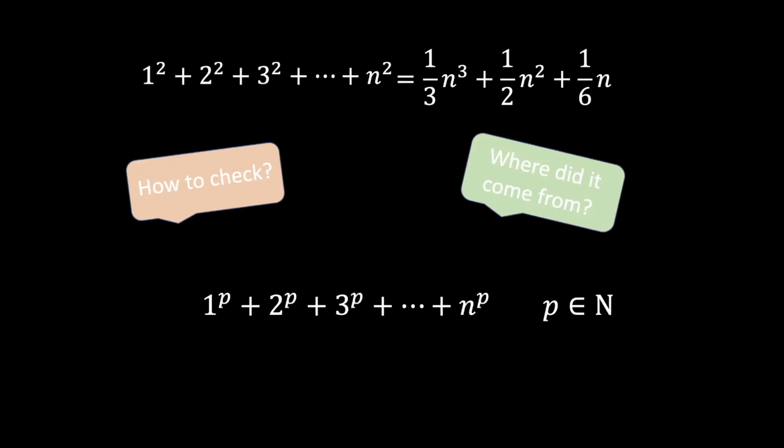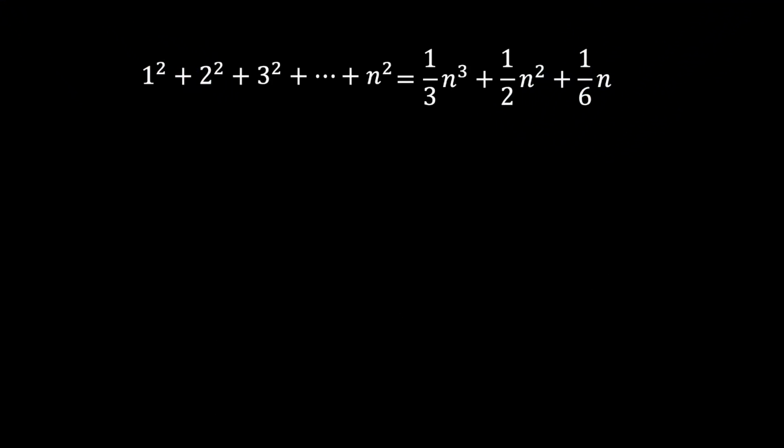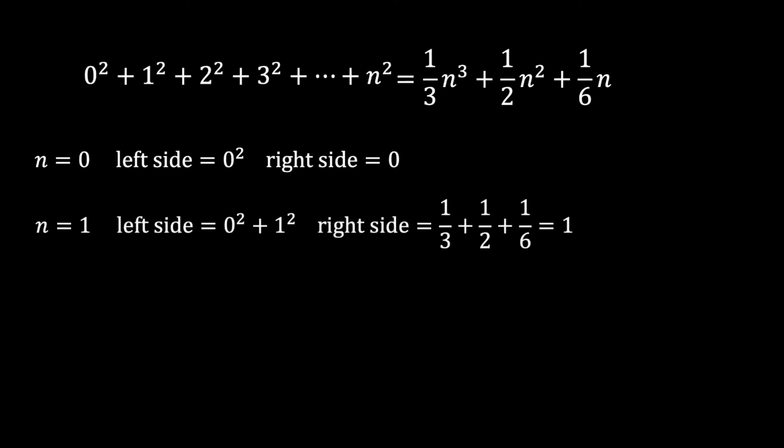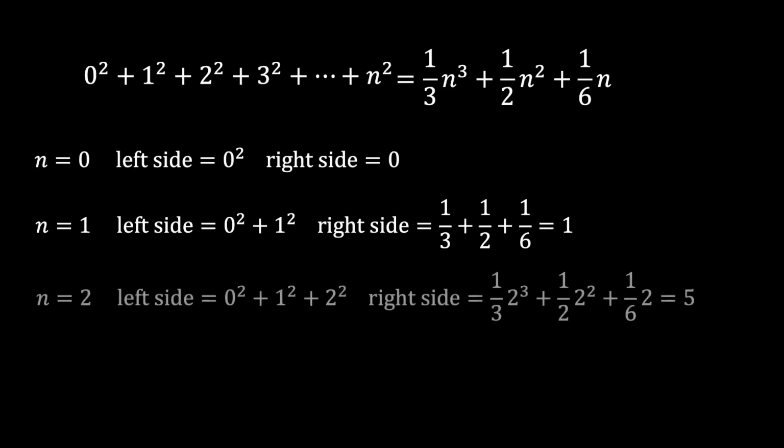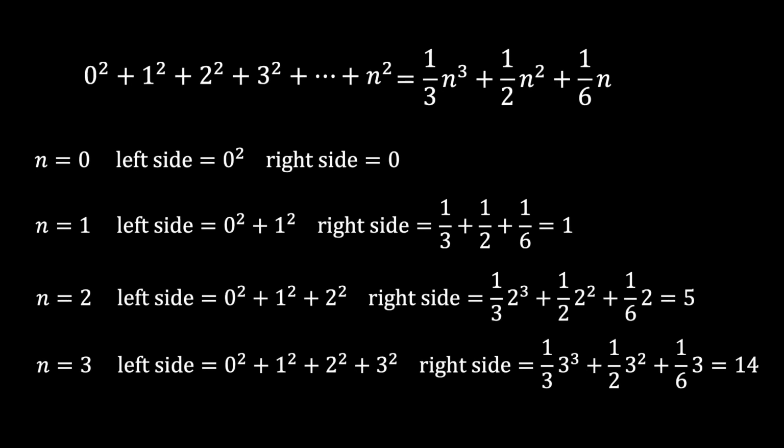Okay, let's try some values to get the feeling of why this formula makes sense. If we try n equals 0, then we get 0 squared on the left side and 0 on the right side. Good. If n equals 1, we get 1 squared on the left and the sum of the fractions on the right. Seems legit. And the trend looks like it will continue. For now, we know that at least the first 4 cases where the sum is defined agree with our formula.